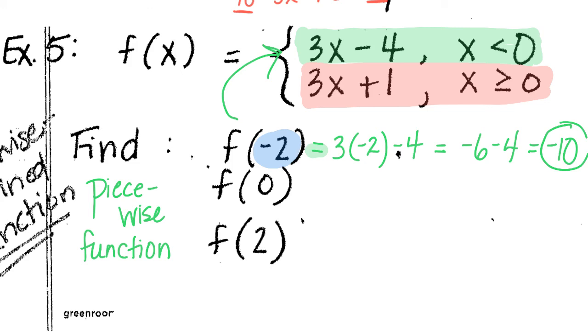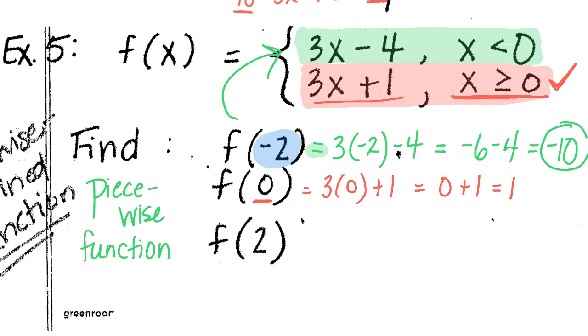Now, for the next one, it is 0. This is equal to 0 because of this greater than or equal to sign. So because of the sign, we're going to use 3x plus 1. Instead of putting in x, I'm putting in 0. 0 plus 1 is 1. f of 0 is equal to 1.